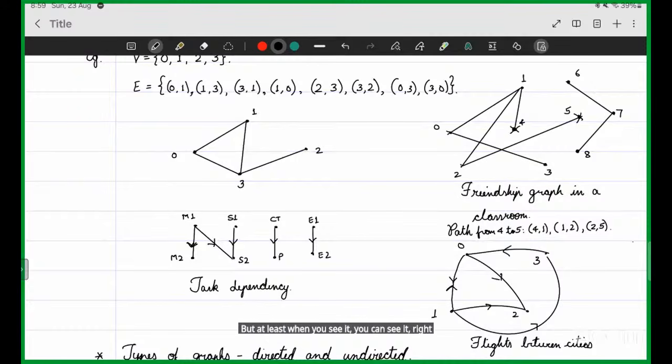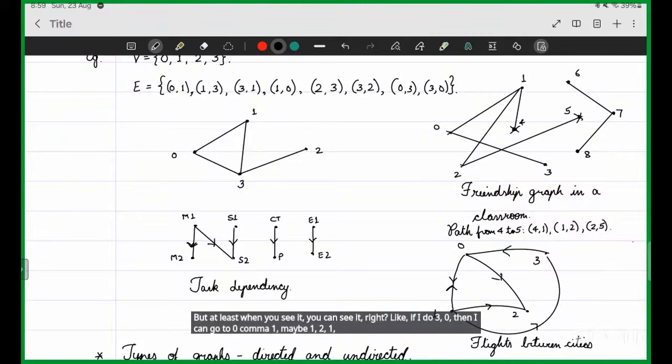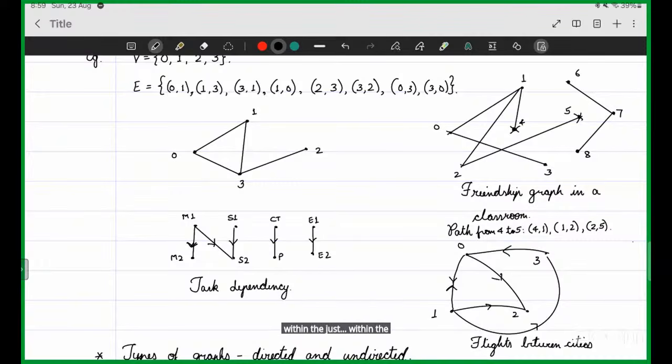Like if I do 3, 0, then I can go to 0, 1, maybe 1, 2, 1, 5, 2, 5, 1, 4, all these things. But there is no way I can jump to 6 within the finite set of edges that is given to me.